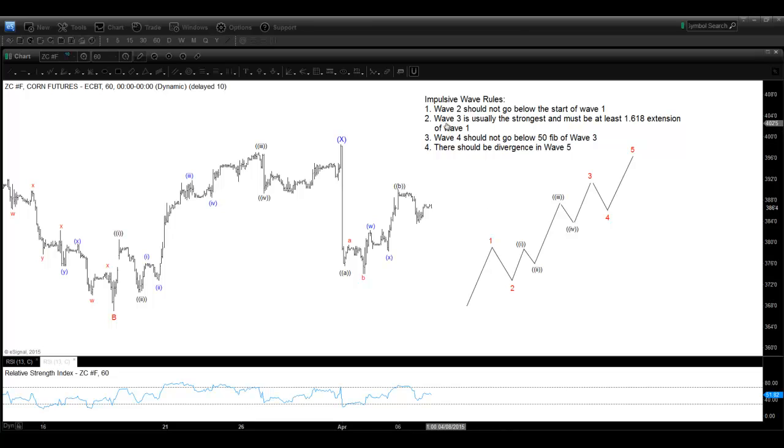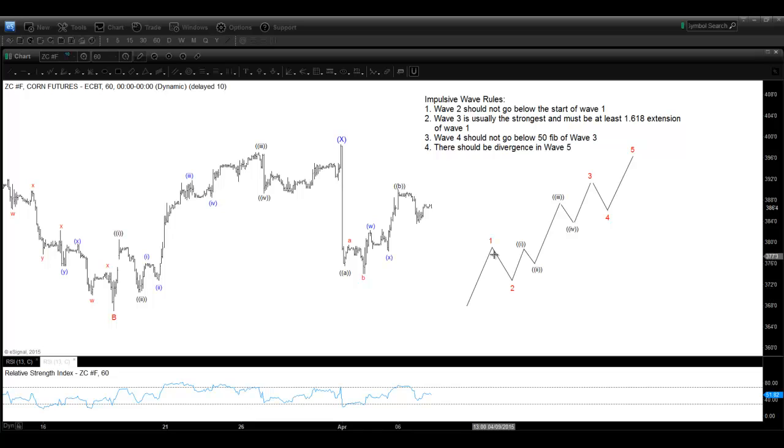And then the second rule is that wave 3 is usually the strongest wave, and it must be at least 1.618 extension of wave 1. So as you can see here, the wave 3 in red is the strongest or the largest wave, and this needs to be at least 1.618 extension of wave 1 here.